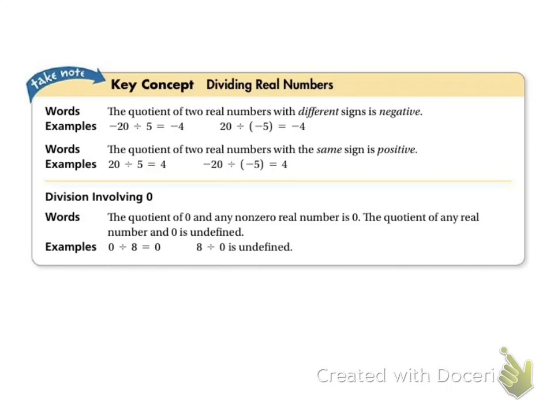Okay, when I divide numbers with different signs, my answer is negative. When I divide numbers with the same sign, my answer is positive. So a positive divided by a positive is a positive, and a negative divided by a negative is a positive. And if I picture that in fraction form, negative 20 over negative 5, these two negatives turn into positives. They cancel each other out. So then I get 20 over 5, which is 4.